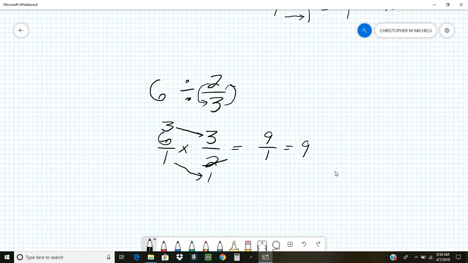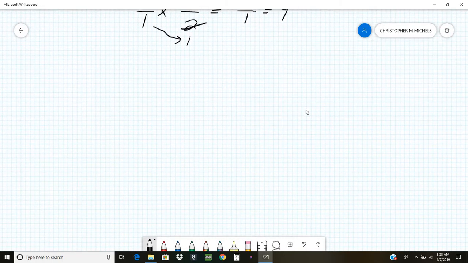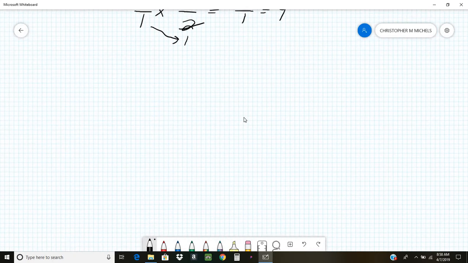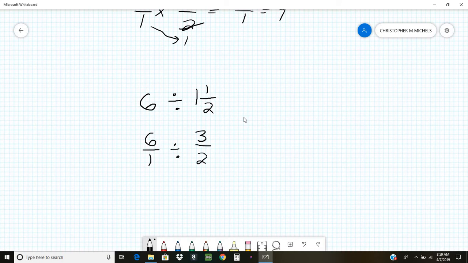Let's see if we can do one where we get a fraction answer, because I don't want you thinking that every single one of these is going to be a whole number answer. Let's do a whole number and a mixed number. Let's try 6 divided by 1 1/2. Just like multiplication, we have to make these both improper fractions first. So you make 6 over 1, still divided by, and 1 1/2 becomes 3 over 2.